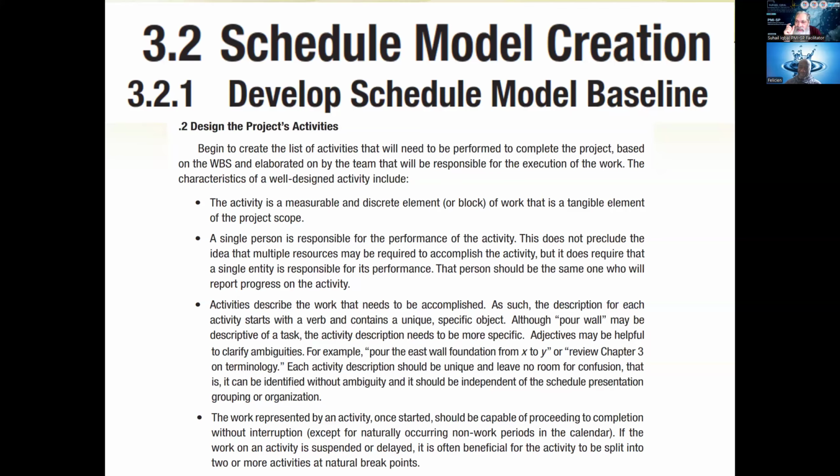Every activity should be a short and crisp verb-object statement. Minimum 2 words. At most, you can expand it to 3 or 4 words, but not a full sentence. The first word should be the verb, what to do, and the second word would be the object. Like if you have to do the pouring of the wall, pour is the verb and wall is the object.